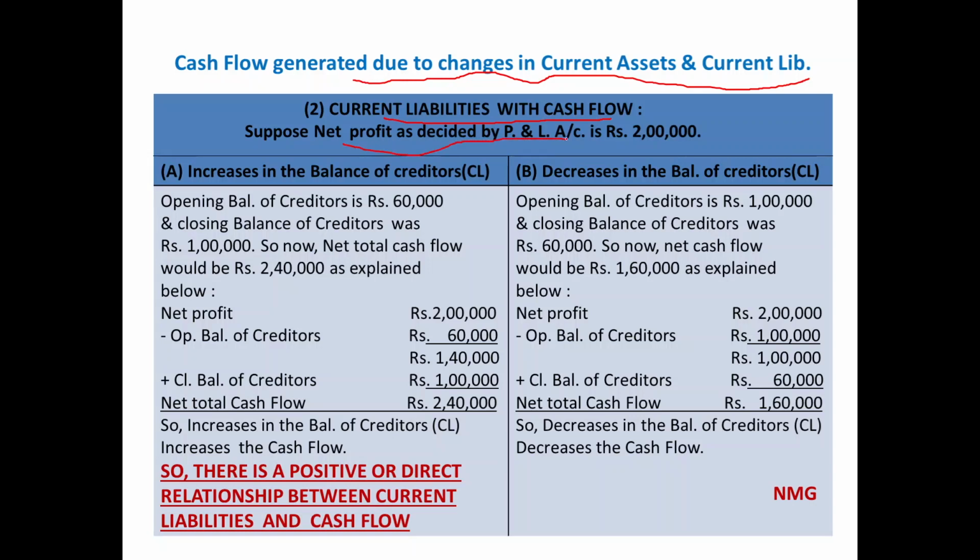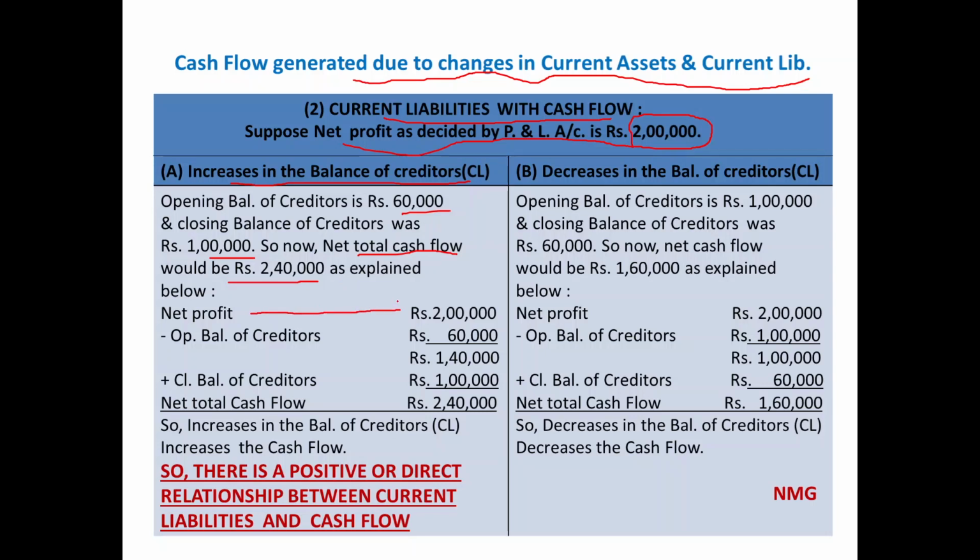Suppose net profit as decided by profit and loss account is rupees 2 lakh, you converted it into cash profit and now it is 2 lakh. Current liabilities, let us take one of the big components, namely creditors. Increases in the balance of creditors. Let us assume opening balance was 60,000 and closing balance was 1 lakh rupees. So now total cash flow after this transaction would be rupees 2 lakh 40,000. How? Let us see.